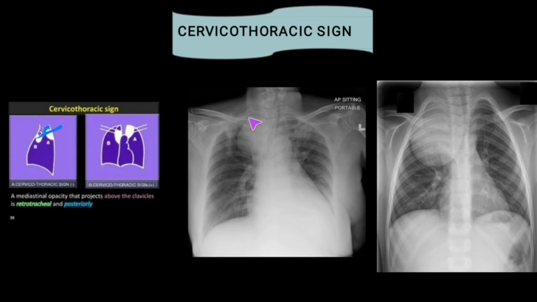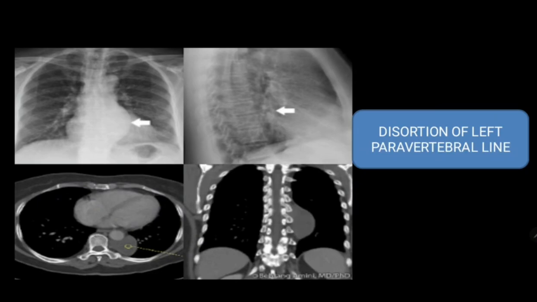So in the first image, we are seeing a lesion here, but we are not seeing the borders of the lesion above the level of the clavicle. Rather, in the second image, we can see a lesion here and we can see a clear border above the level of the clavicle. So the first lesion is an anterior mediastinal lesion and the second lesion is a posterior mediastinal lesion. That's what the cervicothoracic sign is.